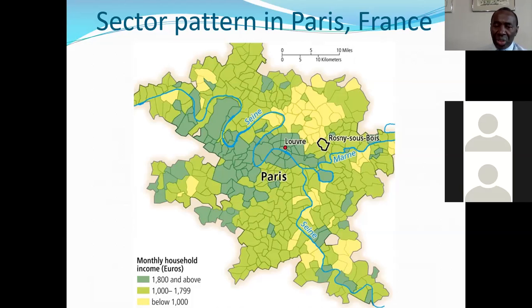Then you have those that make between 1,000 and 1,799 euros. They live mainly here, not too far from the rich. But where are the poor? Those that make less than 1,000 euros a month. Look at them. They live here, a distance away from the very rich. So this is how the sector model plays out in France. About 4 years ago, I had a student from France in one of my classes, and he confirmed that this is exactly how it plays out there in Paris, where in this northwest and southwest sector is where the very rich people live in Paris, France.